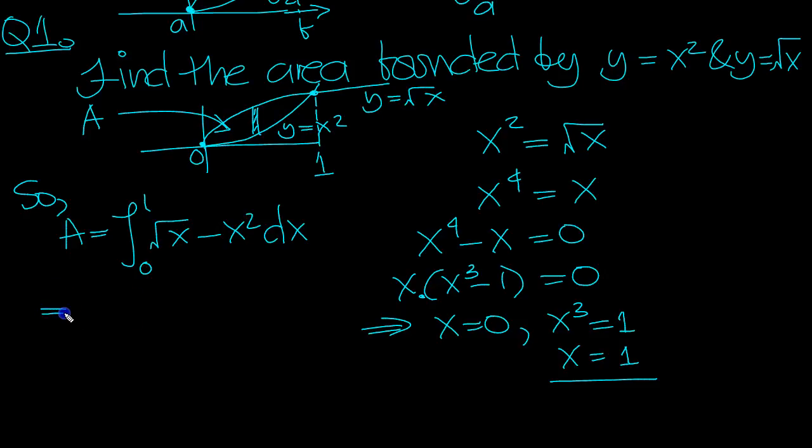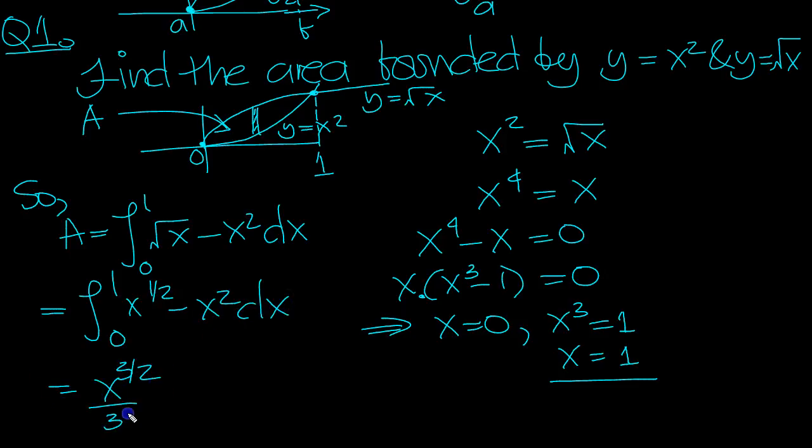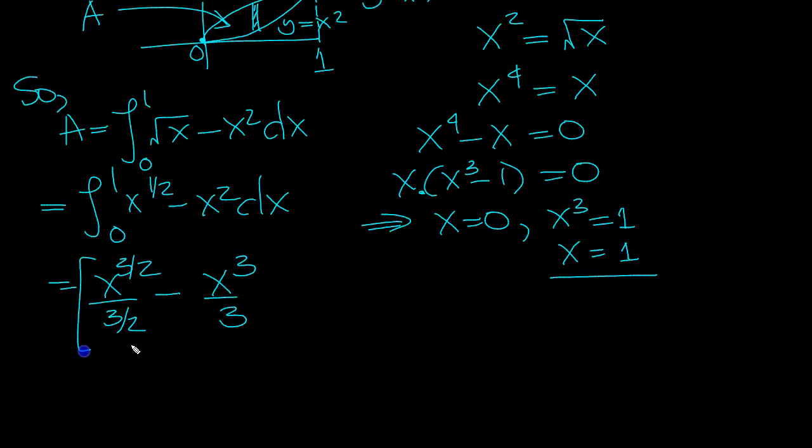So here, what have we got then? It is the integral between 0 and 1 of x to the half minus x squared dx. Now we can do the integration. Raise the power by 1, divide by that number, minus, raise the power by 1, divide by that number. So that's what we've got, and we're working out that integral between 0 and 1.